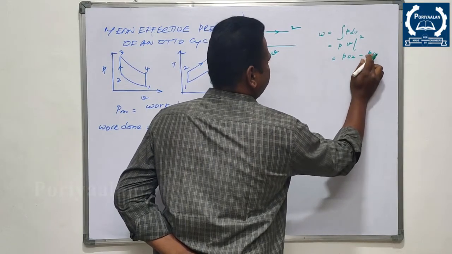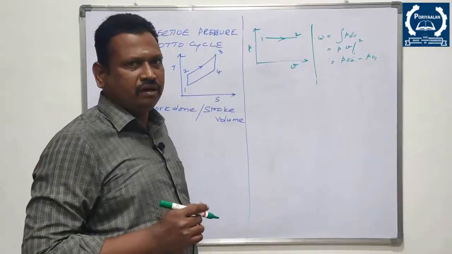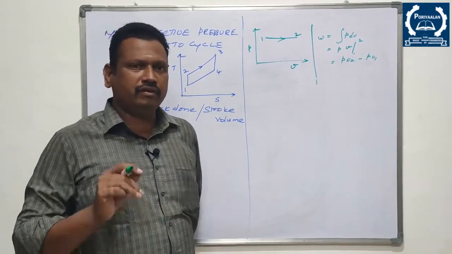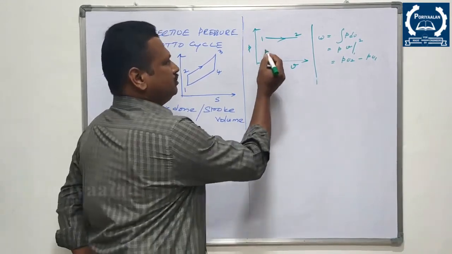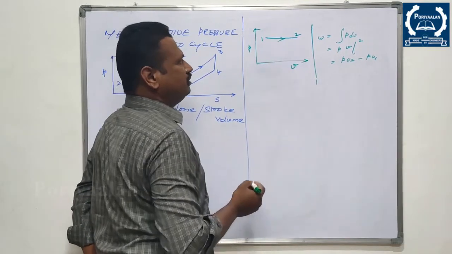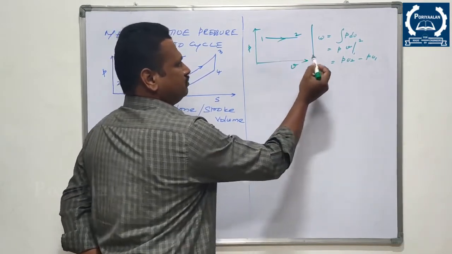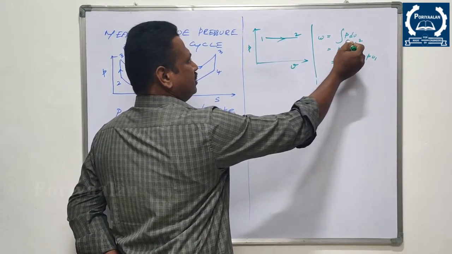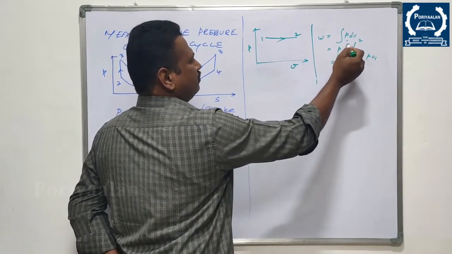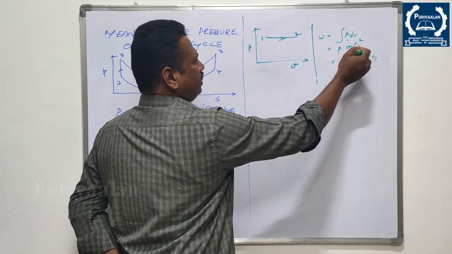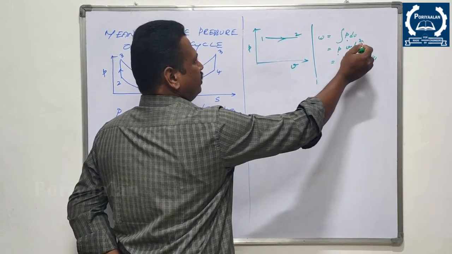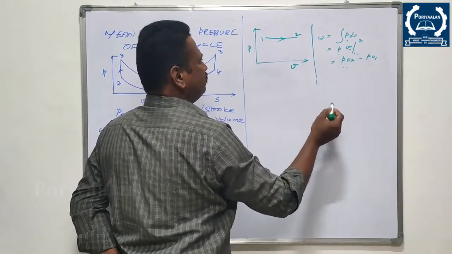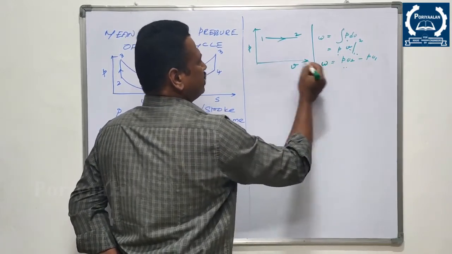As I said before, the area under the curve in the PV diagram will provide the value of work done. This is the process 1 to 2. A constant pressure process can be expressed mathematically as the integral of P dV. P is a constant, that's why I am taking it outside. While integrating V, you get V with upper limit 2 and lower limit 1. Finally this becomes PV2 minus PV1. This can be proved with this diagram.